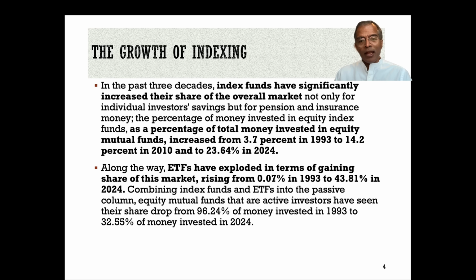Along the way, as I said, the number of index funds is exploding. But the other way to passively invest is exchange-traded funds. We'll talk about that next. But exchange-traded funds have exploded even more. They've gone from almost nothing in 1993 to almost 44% in 2024. Combining index funds and ETFs together as passive investing now accounts for basically almost 67 to 68% of all money invested. If this were a battle, passive investing is clearly winning.